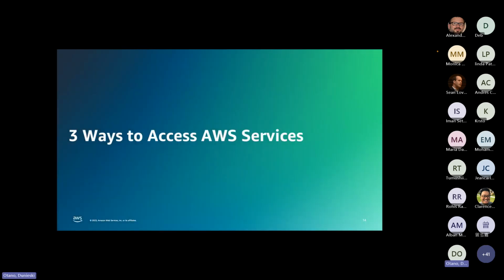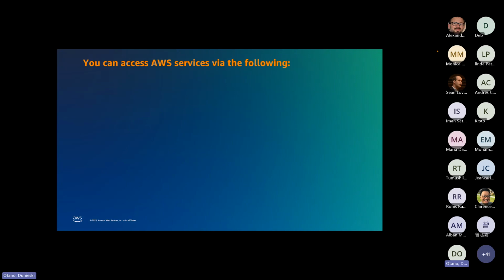Right. Now, we have three ways to access the services. Whenever you want to interact with the AWS platform, there are three main ways, right? And the main way is the management console. So you have a root user, right? This is the user that is created by default when you create your account. You create your AWS account, a root user is created. For that user, you're going to use your email and password, right?